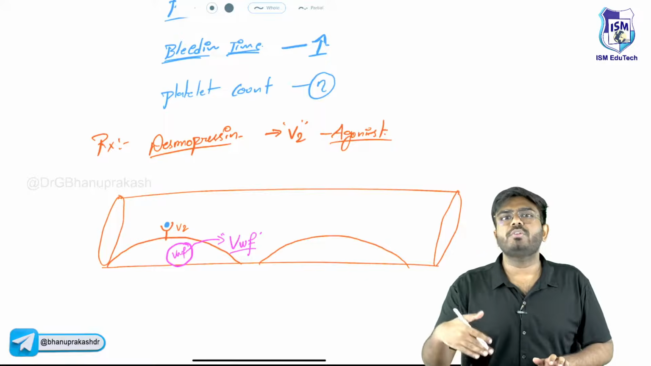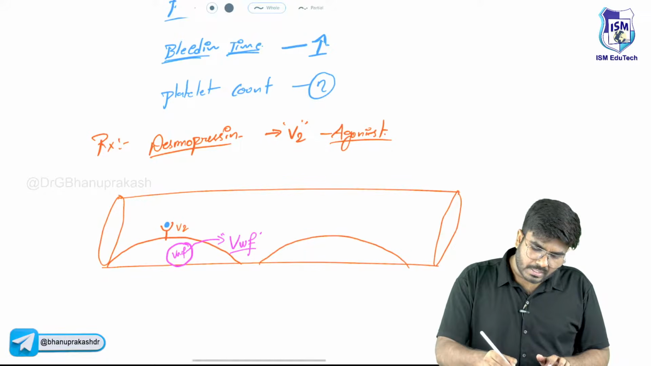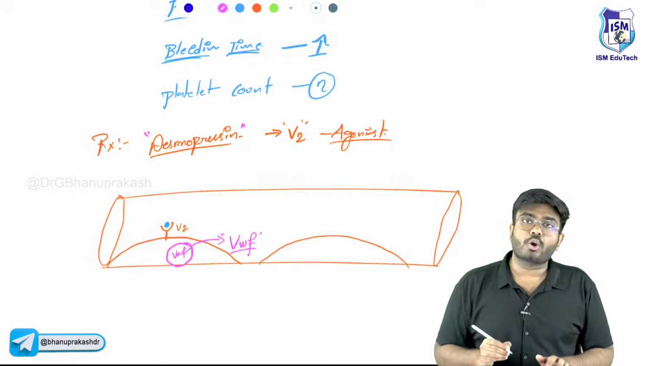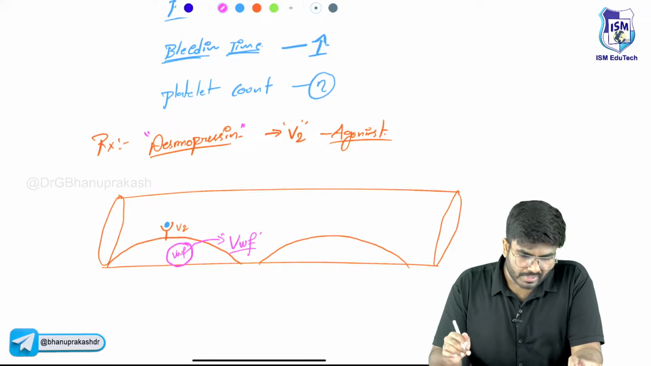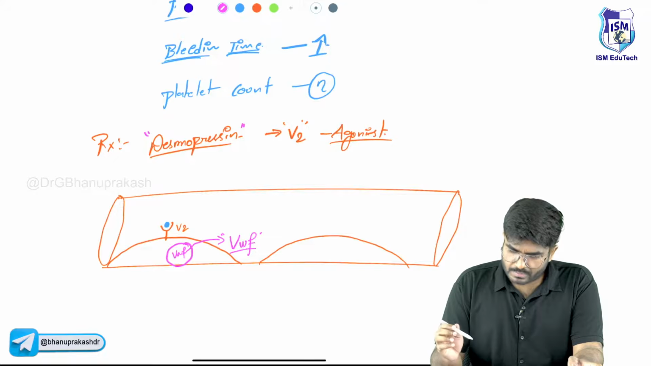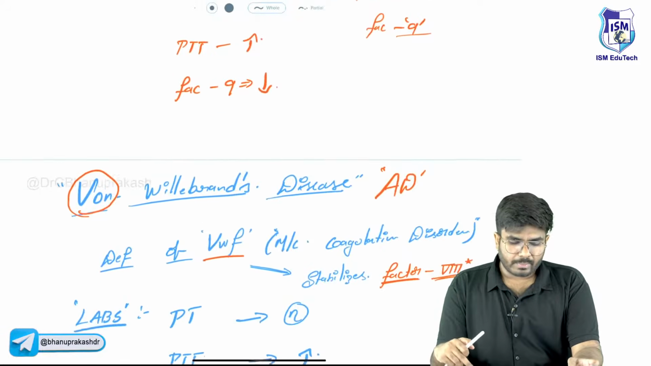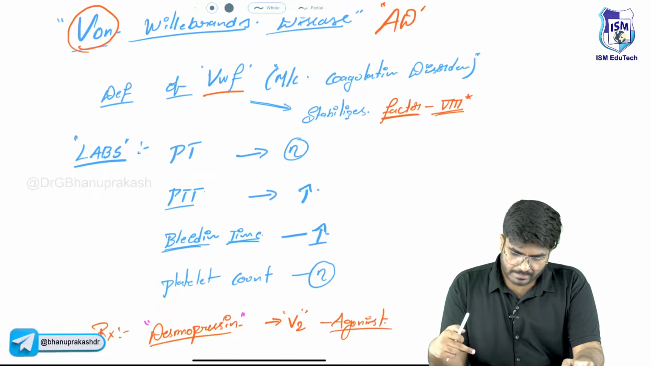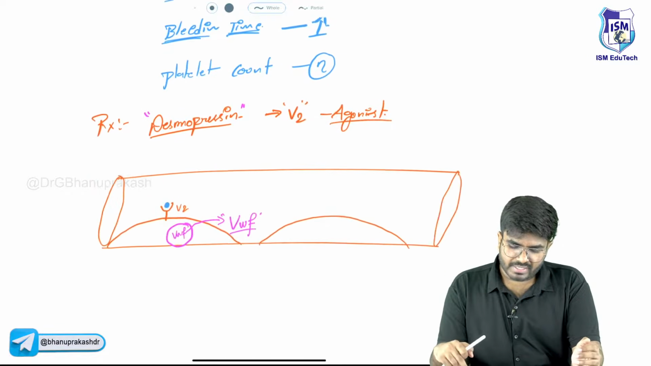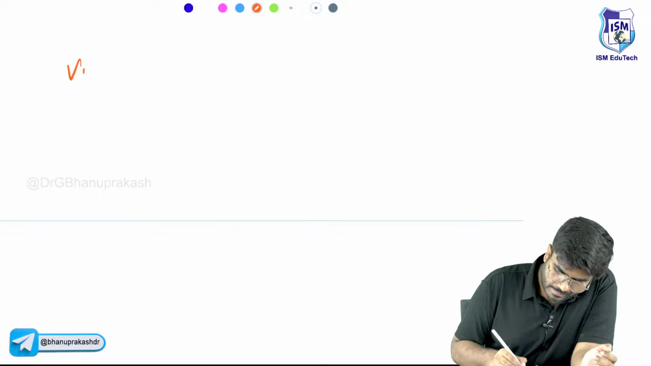So in the treatment of Von Willebrand disease, there is less Von Willebrand factor. What you need to do? You need to increase the Von Willebrand factor. So what you have to do? Stimulate the V2 receptors with a drug called desmopressin. Okay, with this we have completed the three things: hemophilia A, hemophilia B, and Von Willebrand disease. Now the last thing which I want you to know is vitamin K deficiency.